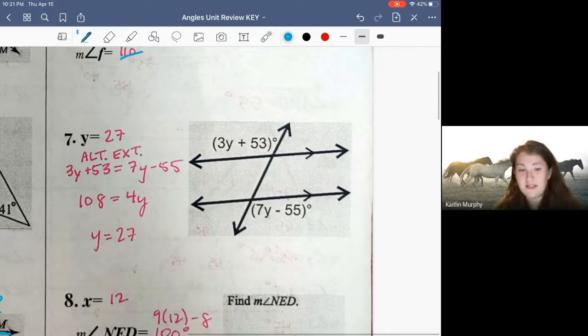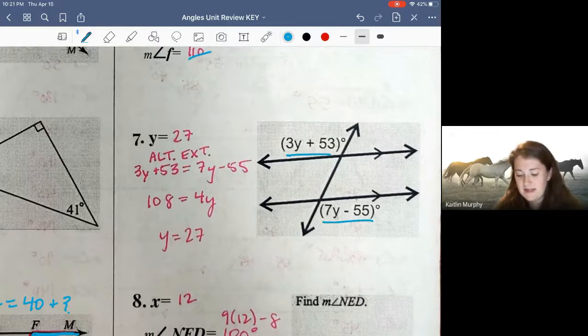On 7, this is testing our alternate exterior angles. These are alternate because they're on opposite sides of the transversal, exterior because they're outside the parallel lines, and those have to be equal. So we can set up an equation, 3y plus 53 equals 7y minus 55. I solved that out and got that y equals 27.